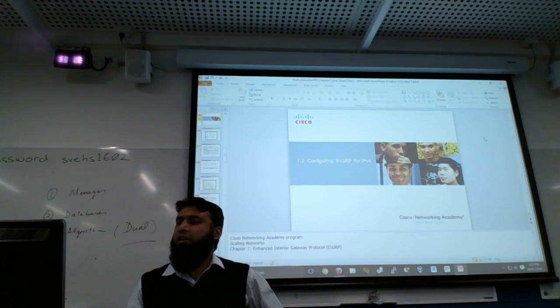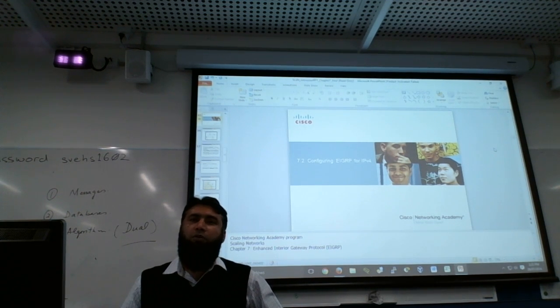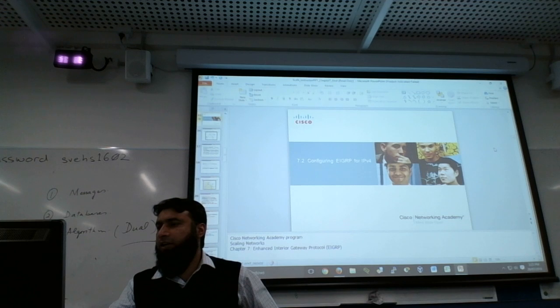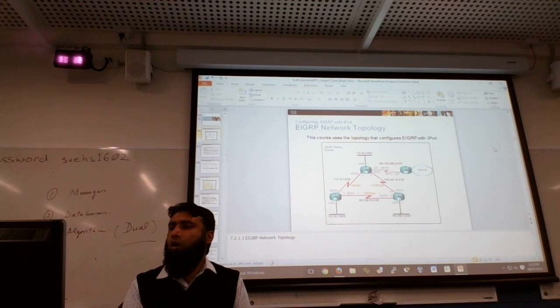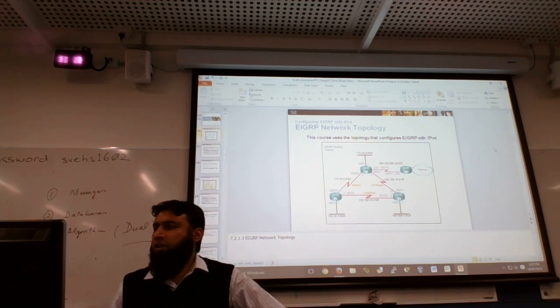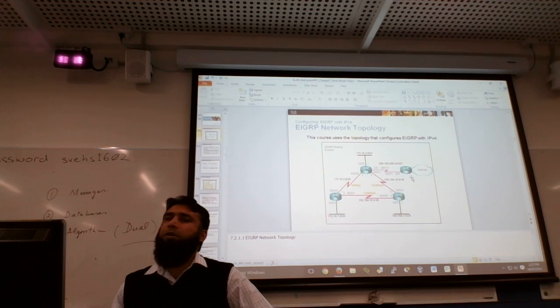continuation of our EIGRP 7.2, configuring EIGRP for IPv4. So that's our topic of discussion for today. The topology which I will use to show how we configure our EIGRP is as shown in this slide. So we have R1, R2 and R3. They are connected. It's a kind of a triangle. And R2 is also connected to ISP.